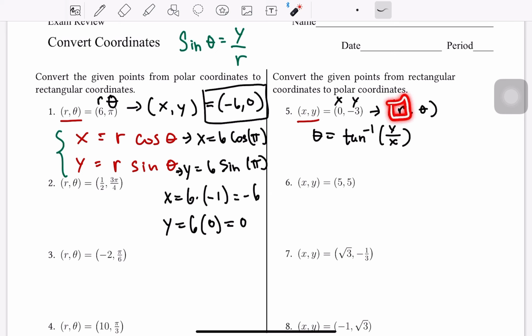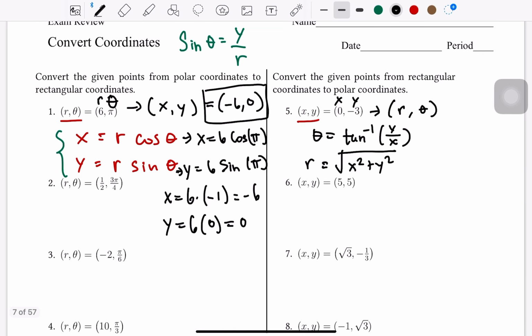Now, the r, as you may remember, is derived from the Pythagorean theorem, essentially. And so that's just going to give us r equals the radical of x squared plus y squared.